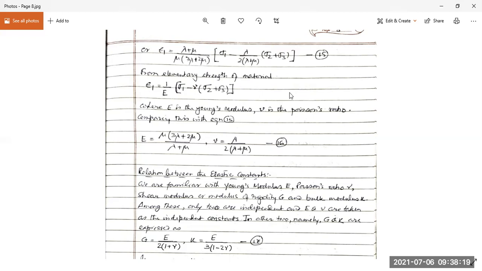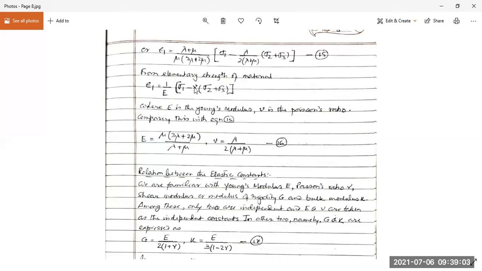Now, we know from the elementary strength of materials, epsilon 1 is equal to 1 by E multiplied by sigma 1 minus gamma into sigma 2 plus sigma 3, where gamma is the Poisson's ratio and E is the Young's modulus. If we compare this particular equation with equation 15, we'll find this portion, lambda plus mu divided by mu into 3 lambda plus 2 mu, is similar to 1 by E itself.